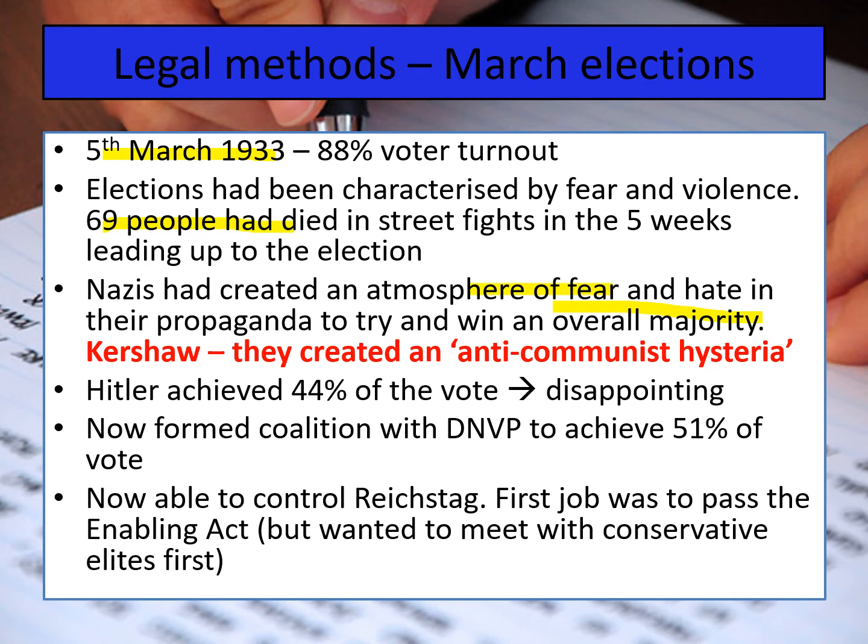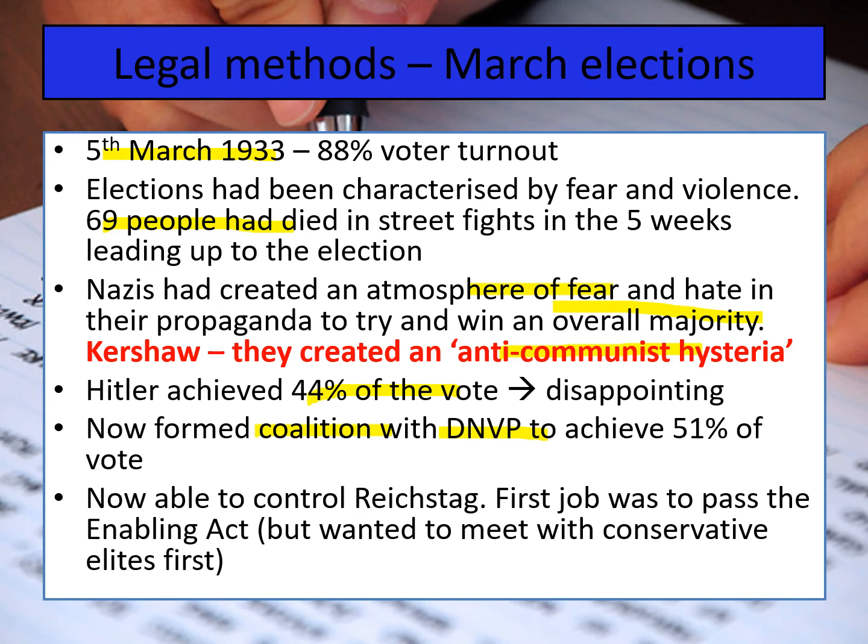And in order to do that, they'd used the Reichstag fire to maximum effect, and the historian Kershaw talked about how they created an anti-communist hysteria. Now, the Nazis were actually really disappointed with their share of the vote because they'd gone from having 33% of the vote in the November 1932 elections to having 44% of the vote. Obviously, that was the highest they had ever received, but it wasn't a majority. Therefore, they had to form a coalition with a right-wing party, the DNVP, in order to get that overall majority.